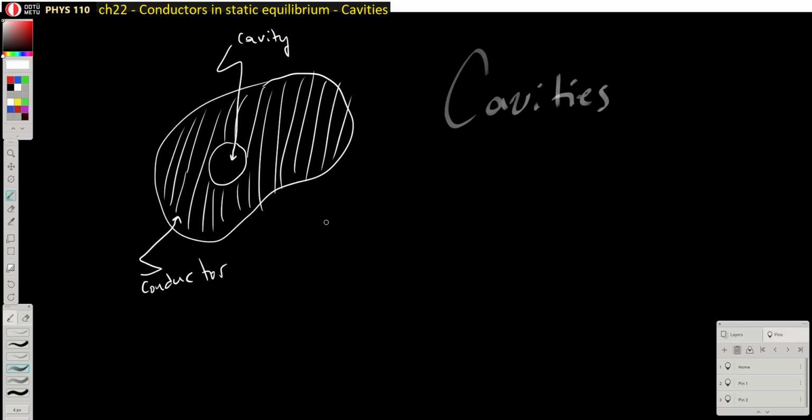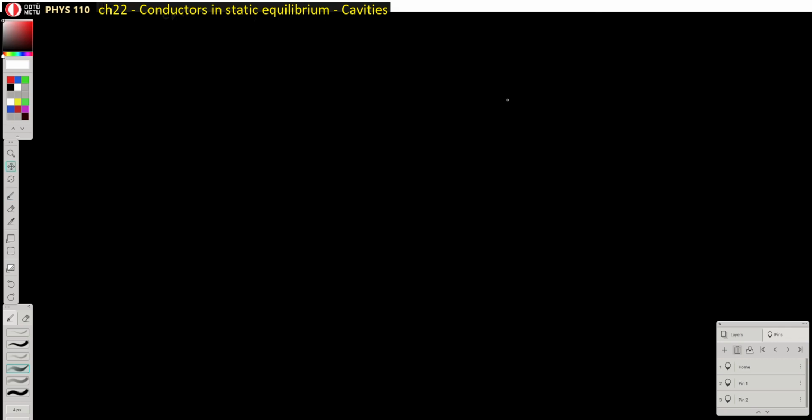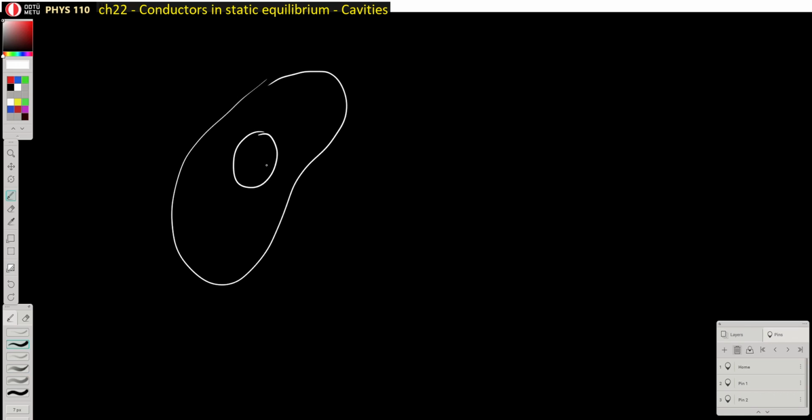What's so significant about them? I'm going to draw this picture again, basically for describing what a cavity is, but this time I'm not going to shade that region. Let's say this is the cavity in here, and this is the conductor, right? So there is this inner surface of the conductor, and the conductor also has an outer surface on the outside.